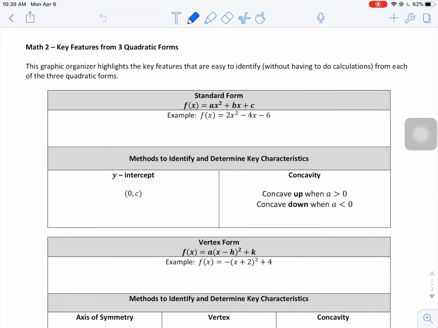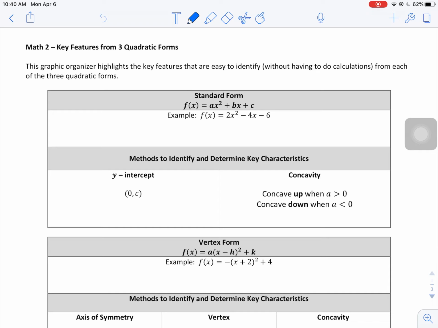Math 2, Key Features from 3 Quadratic Forms. This graphic organizer highlights the key features that are easy to identify without having to do calculations from each of the 3 quadratic forms. Standard form is f of x equals ax squared plus bx plus c. So we're going to be using the example function shown.